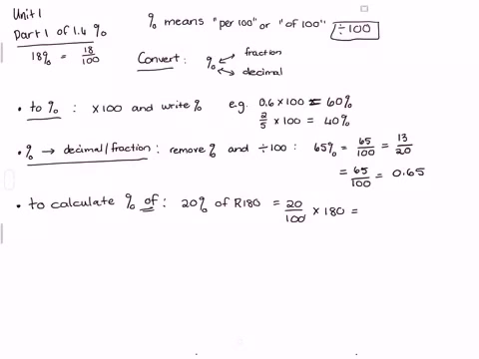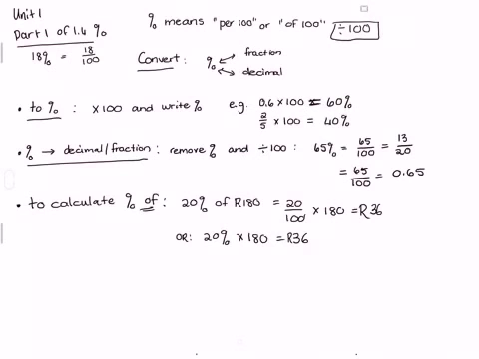And notice I did not put my rand sign. I don't put my units while I'm doing the calculation. But now when I get the answer, remember to include your units again. But in this case, again, if your calculator is user-friendly, you can literally type in 20% times 180, and it should give you the 36. Just remember to write in your rand sign at your answer again.